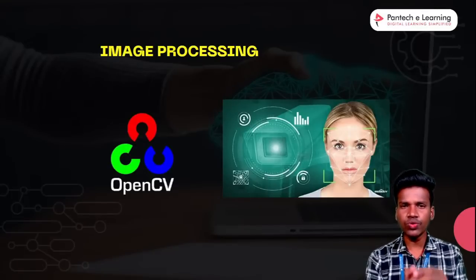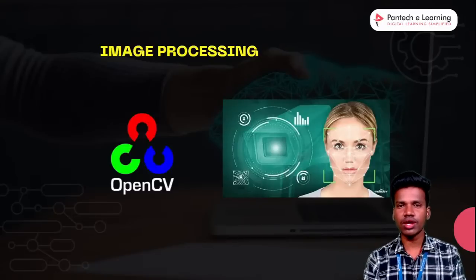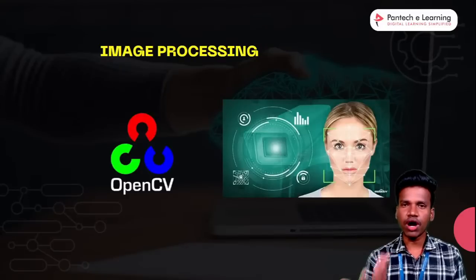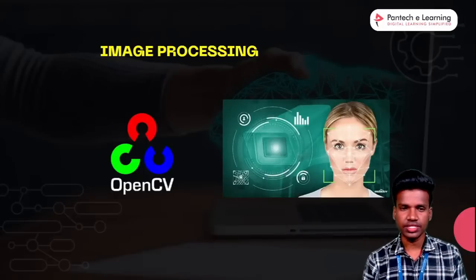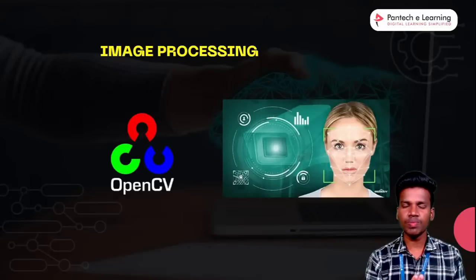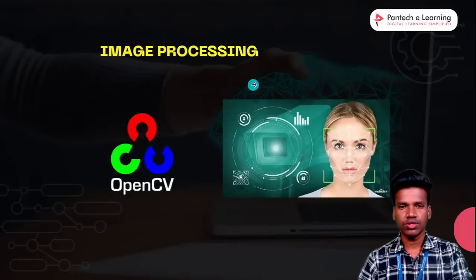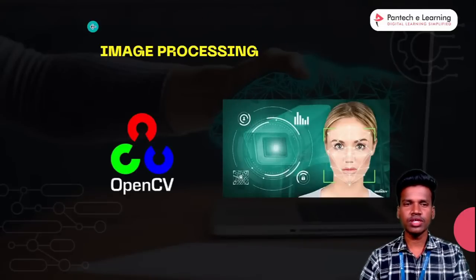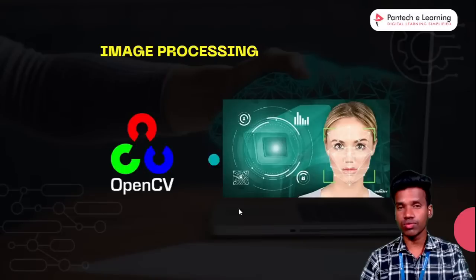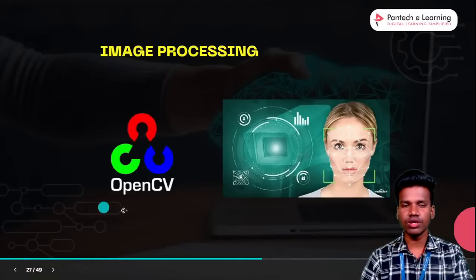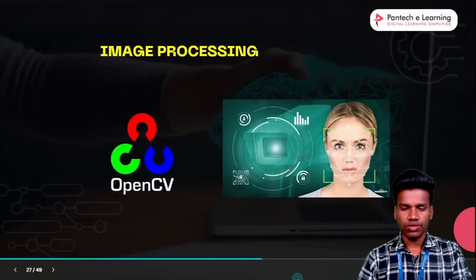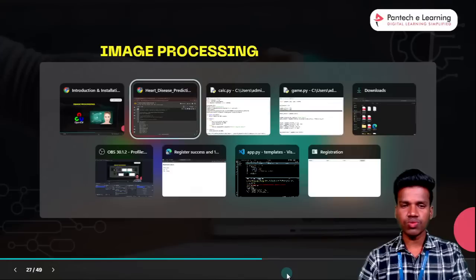In OpenCV, we detect in an image or live video which kind of objects are there, like an object or a human's face. These kinds of things the system will detect. That is called OpenCV in computer vision. Most of the basics of this concept we all know. So I will show an example of this also.